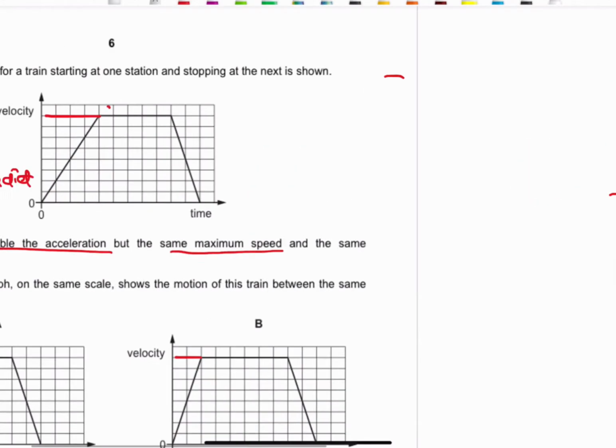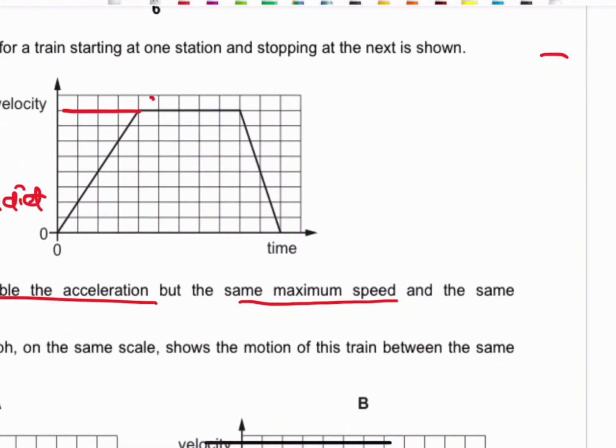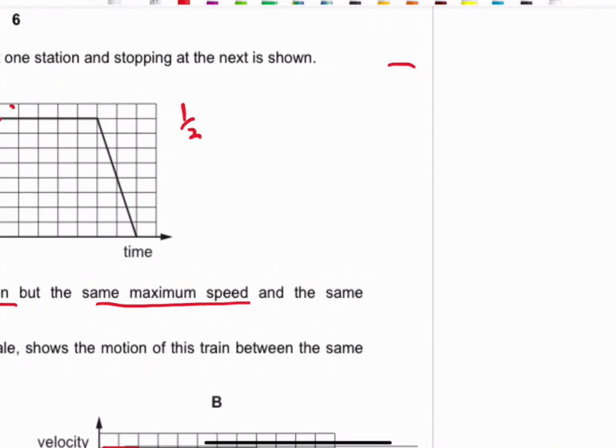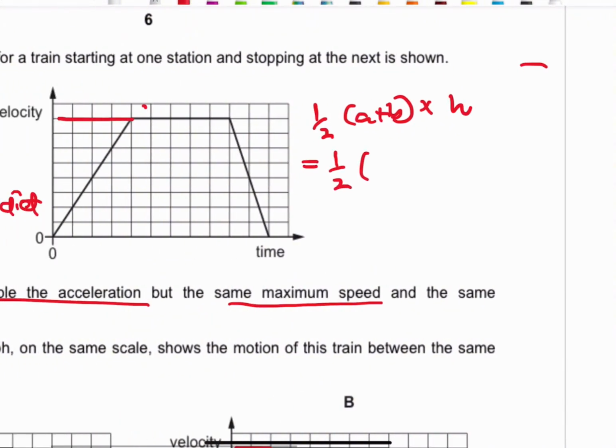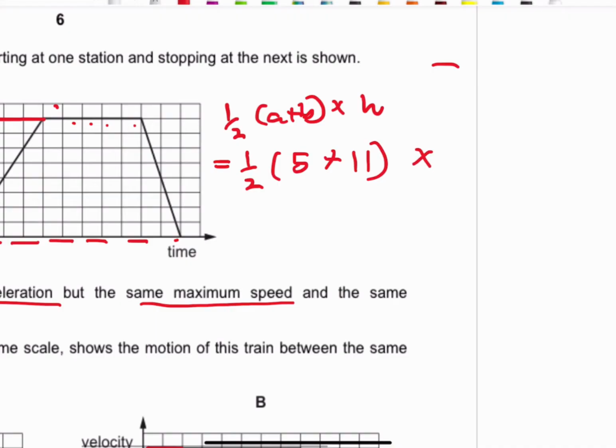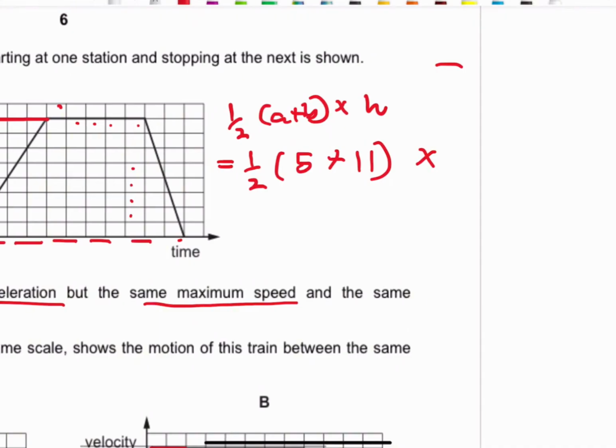Okay, so let's start with the first one. To find the area, this is a trapezium. The area of a trapezium is half (A plus B) multiplied by H. So it's 1/2. What is my value of A? It's 1, 2, 3, 4, 5. So it's 5 plus 11, multiplied by the height, which is 1, 2, 3, 4, 5, 6, 7, 8. Multiplied by 8.